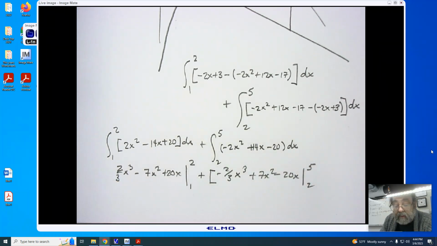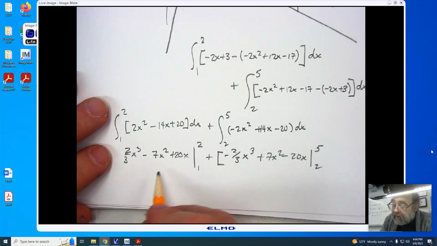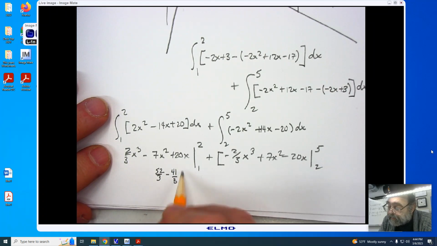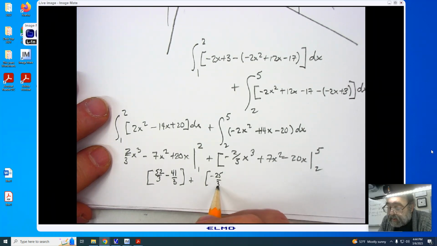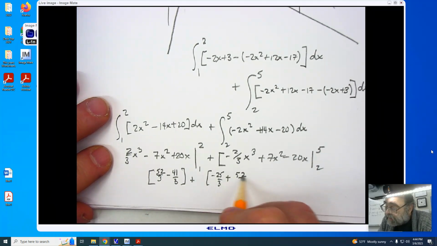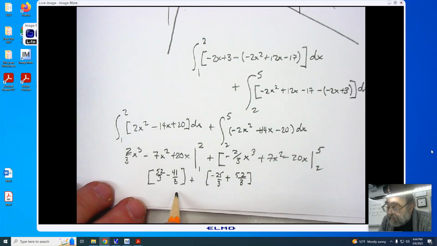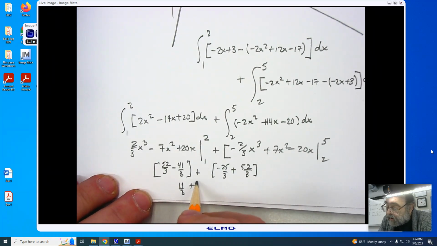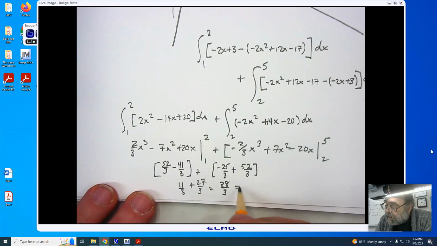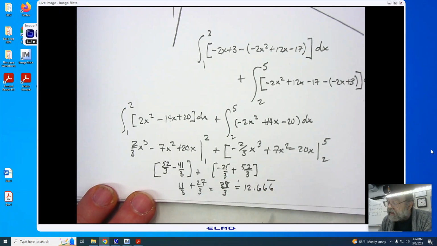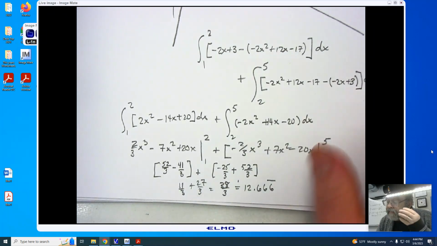from 2 to 5. When we put these values in, you'll notice that we're going to get 52 thirds minus 41 thirds. And we're adding to it negative 25 thirds plus 52 thirds. And this is giving me 11 thirds plus 27 thirds. And I end up with 38 thirds. And 38 thirds is approximately 12 2/3, or 12.666 repeating. And that is number 3.